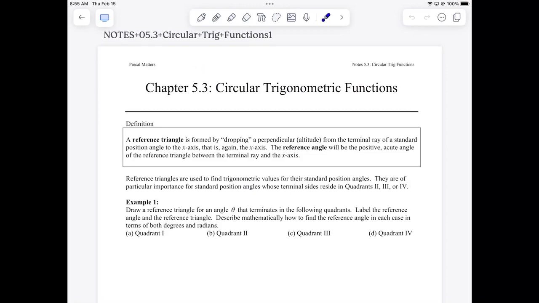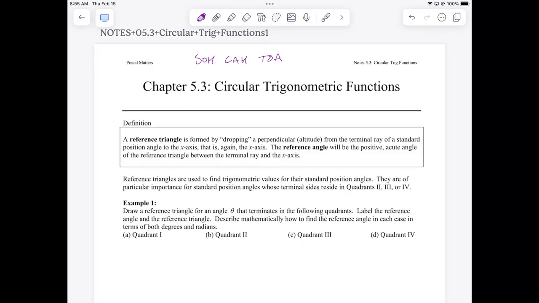This is where your geometric remembrance of soaking your toes in geometry. This is where SOHCAHTOA comes back in. Okay, let's define what a reference triangle is.